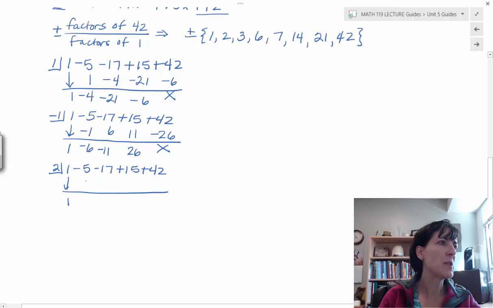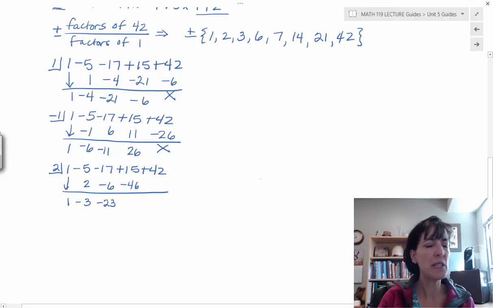Bring down the 1, times 2 will give me a 2. That'll give me a negative 3, times 2 will be a negative 6. When I add those, negative 23, times 2 will be negative 46. Minus 15, negative 31, and multiply by 2. That's not going to work either because I get a negative 62. So we'll try negative 2.